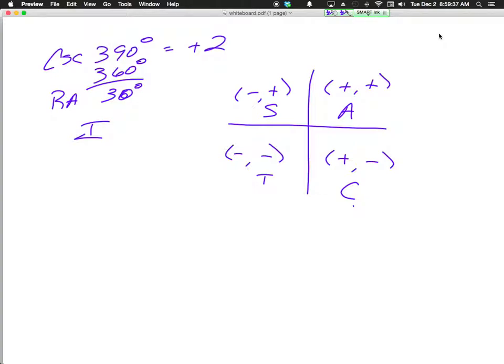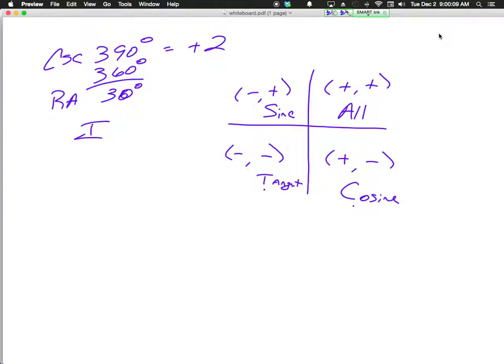What's positive over here? Second. So second positive. What am I trying to figure out is positive or negative? Trig functions. So what is S going to stand for? Sine. So that tells me sine is positive. What is T going to tell me? Tangent is positive. And C stands for cosine. Cosine is positive. So it tells you what's positive.